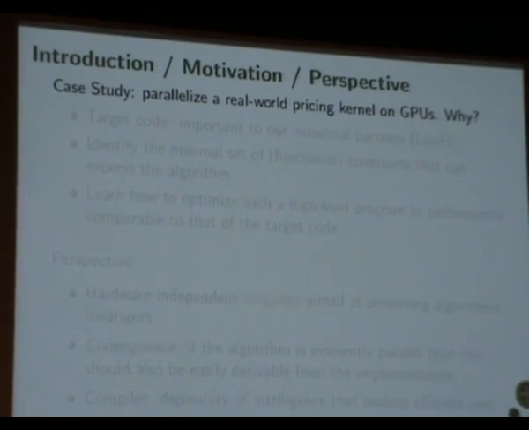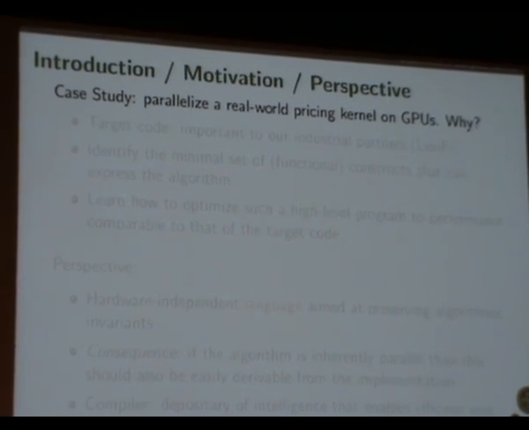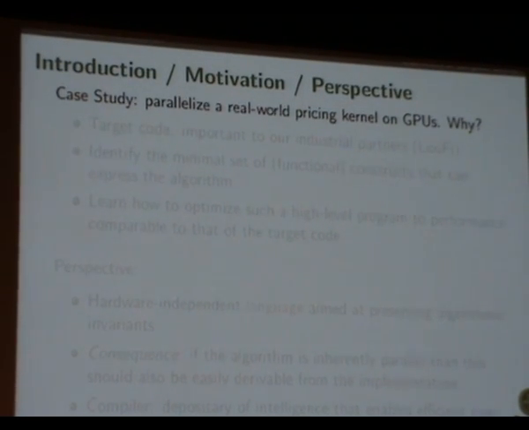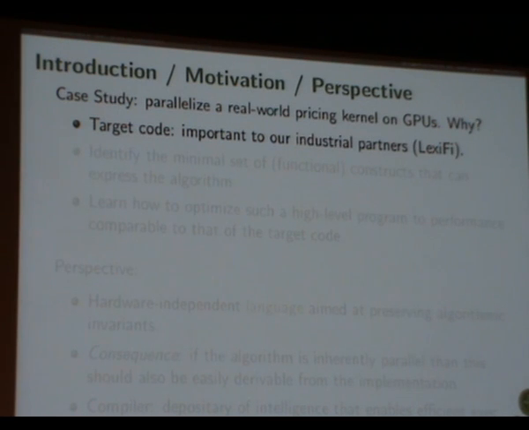In this presentation, I'm going to describe a case study in which we have taken a real-world pricing kernel, and the main goal was to parallelize it on GPUs. While doing this, we had three main objectives, and the first one was a very pragmatic one, in that our partners from XCP wanted to know what to expect if they would like in the future to move their code to GPU: what kind of speedups do they get?